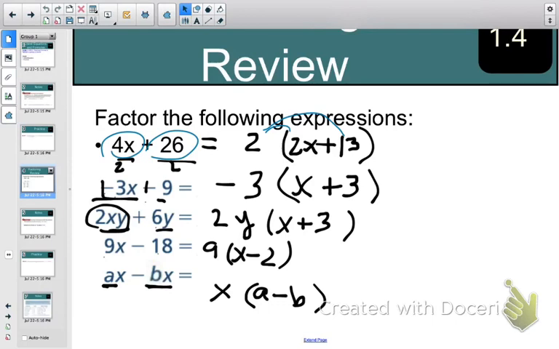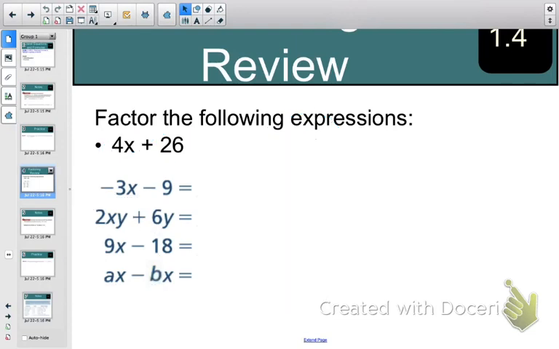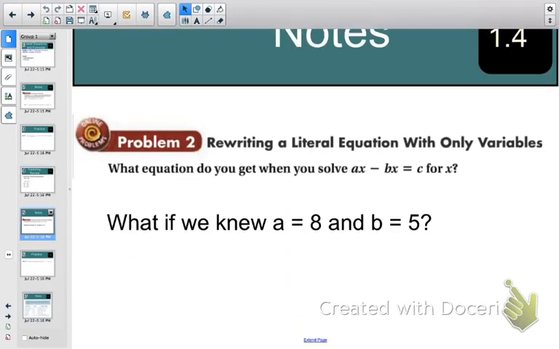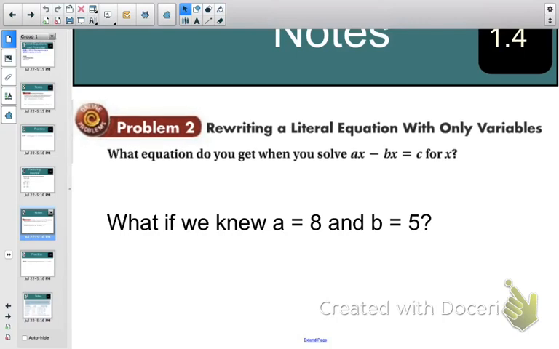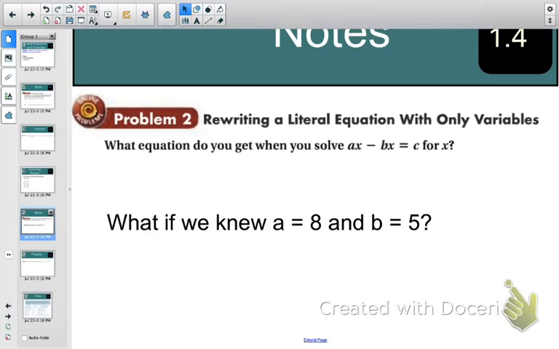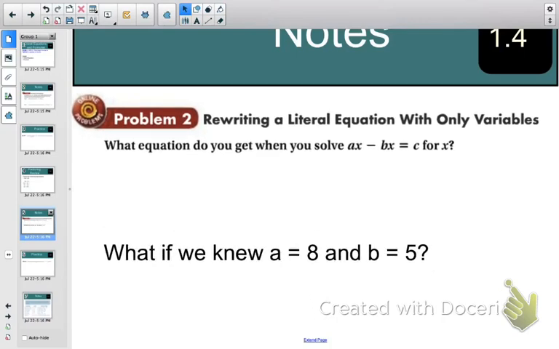Now, you're going to use factoring to solve this next equation, which is why we're reviewing it now. So if we look, here we go. It says, what equation do you get when you solve ax minus bx equals c for x? Now the problem here is we can't solve this for x right now because we have two x's, and they're not like terms because they don't have the same variables. They both have an x, but this one has an a, this one has a b. So we can't combine those right now.